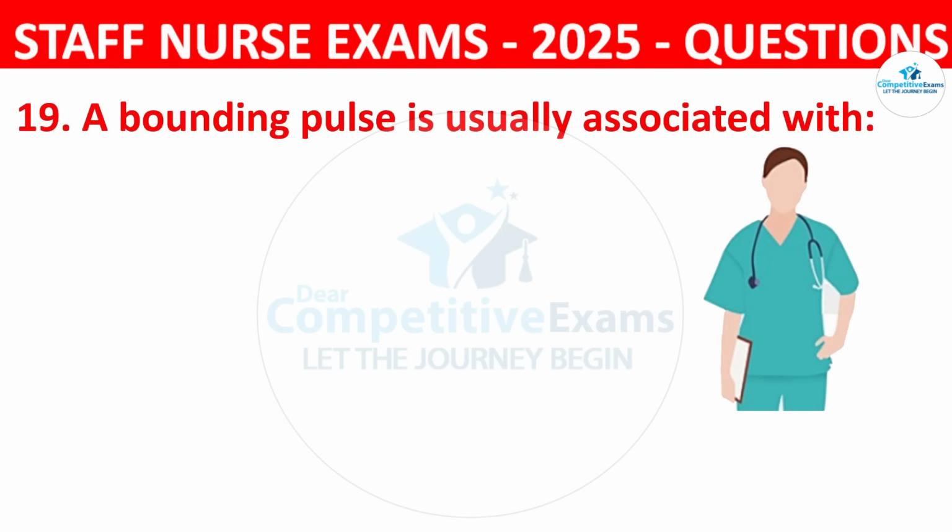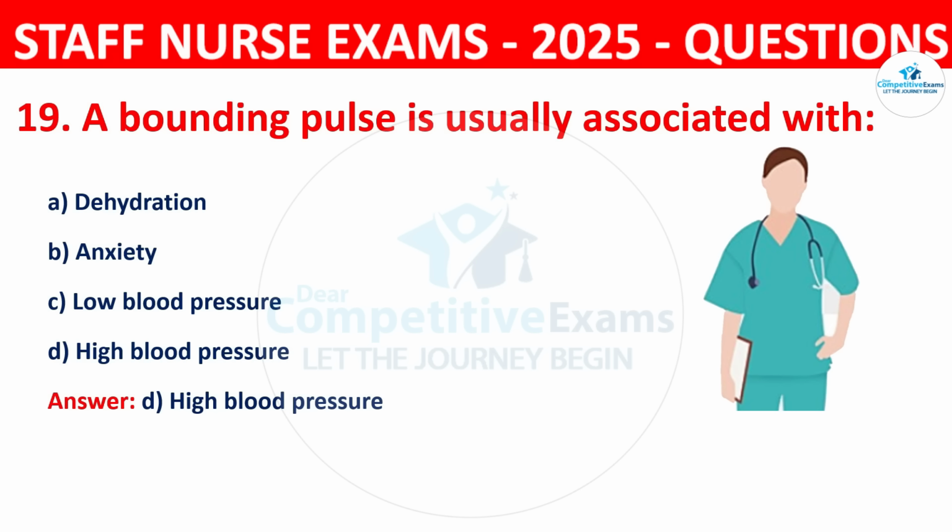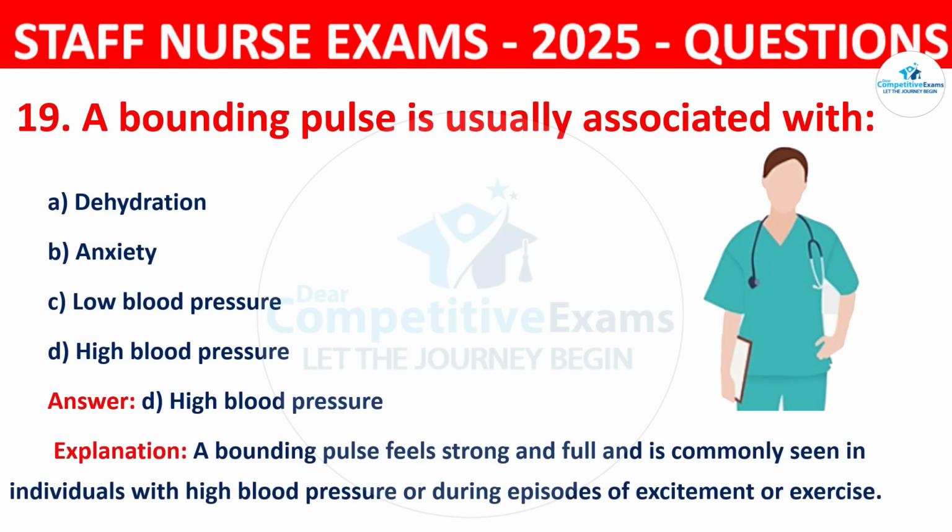Question number 19. A bounding pulse is usually associated with. The options are: dehydration, anxiety, low blood pressure, or high blood pressure. The correct answer is D, that is high blood pressure. A bounding pulse feels strong and full and is commonly seen in individuals with high blood pressure or during episodes of excitement or exercise.